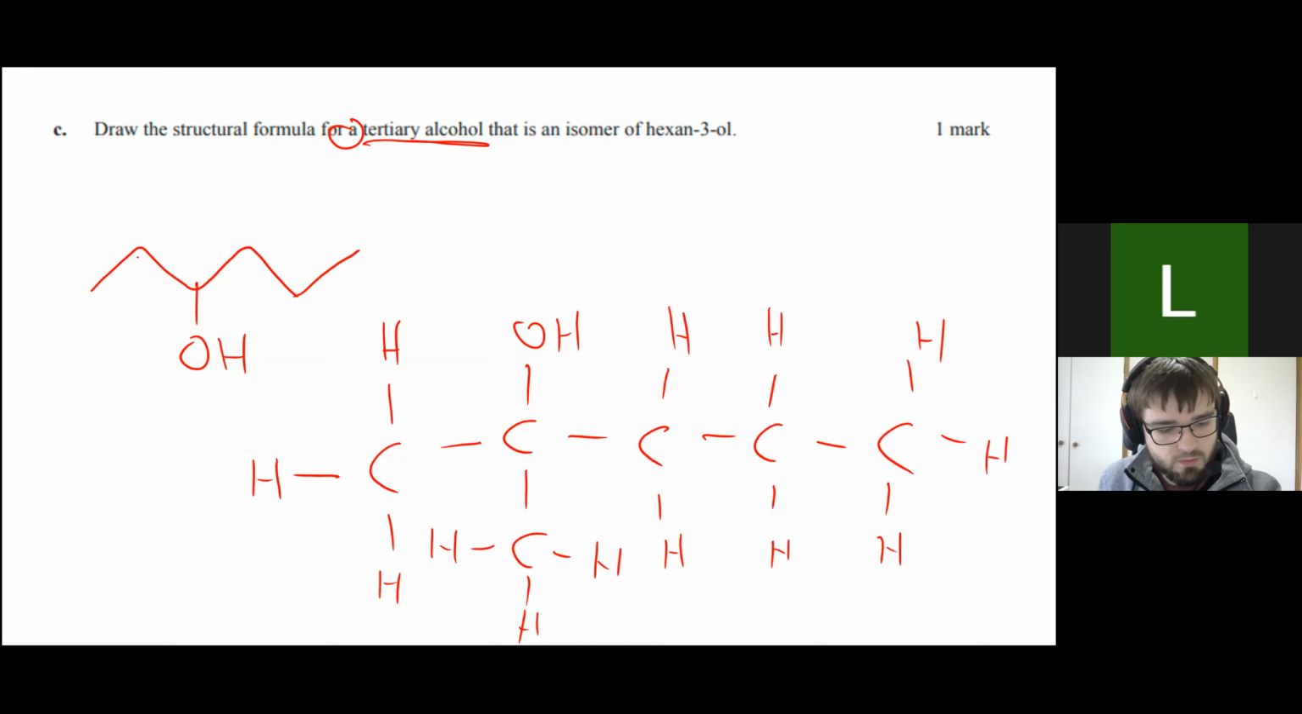So this would be 3, 4, 5, 6, 7, 8, 9, 10, 11, 12, 13, 14. 1, 2, 3, 4, 5, 6, 7, 8, 9, 10, 11, 12, 13, 14. So both of them have 6 carbons, 14 hydrogens, and 1 oxygen. So therefore they're isomers of each other. And we can get a nice big tick for 1 mark there.